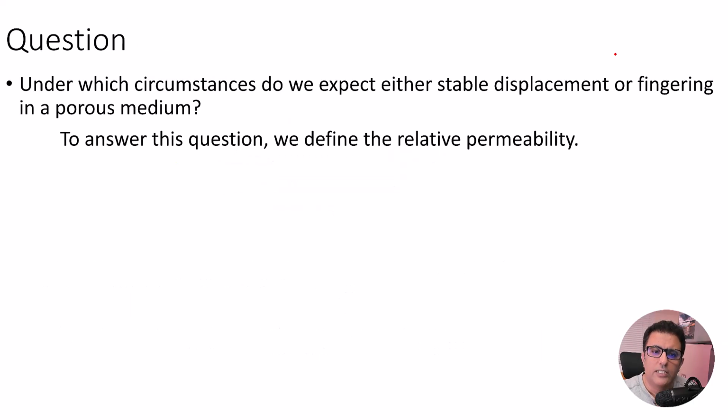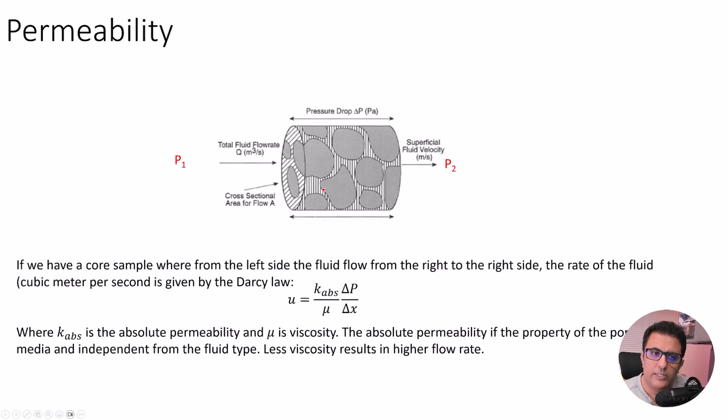So in order to answer you, when we have stable displacements or fingering in a porous medium, I have to explain the concept of relative permeability first. We are familiar with the concept of permeability. It is a property to describe how a fluid can flow within a porous medium. And we can easily calculate the absolute permeability, that is indeed the property of the medium, not the property of the fluid, using this equation.